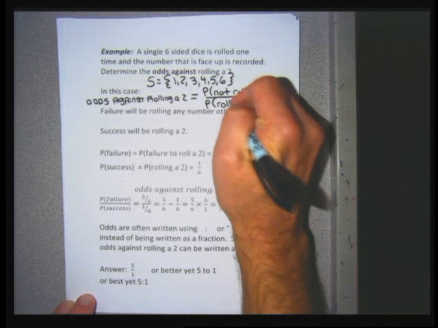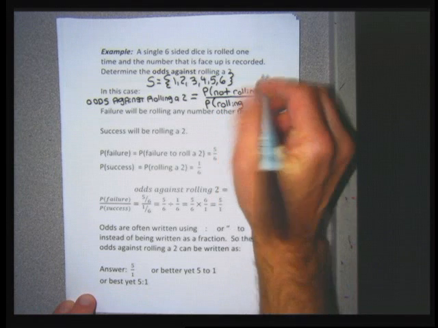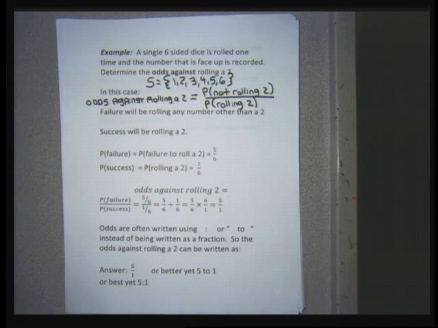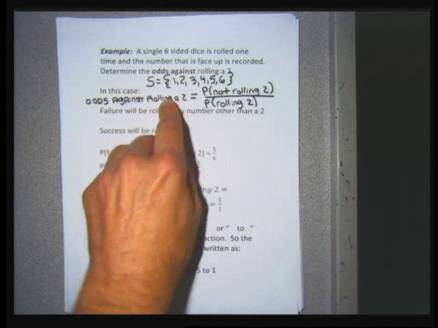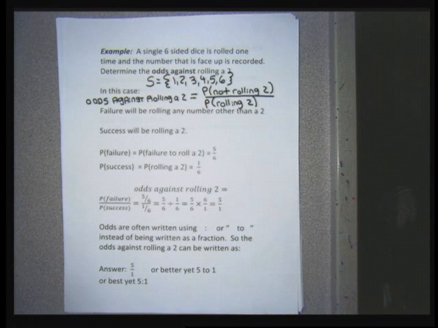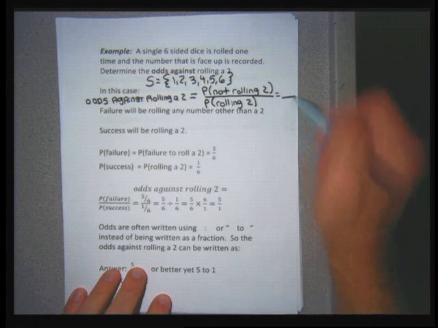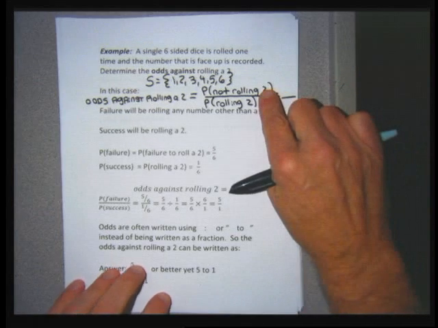So the odds against an event can be computed by making a fraction, and I want to separate the sample space into rolling a 2 and not rolling a 2 because the event is rolling a 2. And when it's odds against, the not rolling a 2 part of it goes in the numerator and the rolling a 2 part of it goes in the denominator. So I'm going to form two fractions. The numerator is going to be the probability of not rolling a 2.